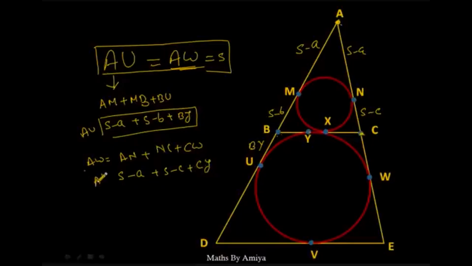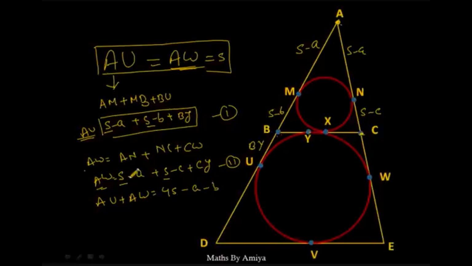That is our AW. If we call this equation 1 and equation 2, and add AU and AW, we will get AU plus AW is how many s? 1, 2, 3, 4. 4s, minus a, minus b, minus a, minus c, and BY plus CY. BY plus CY is nothing but BC.